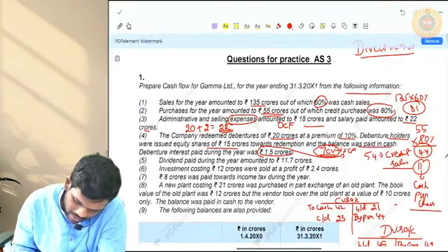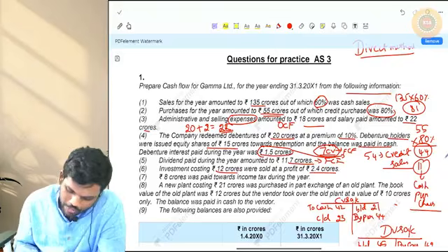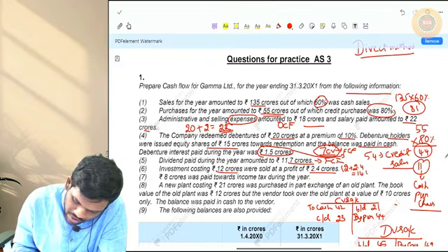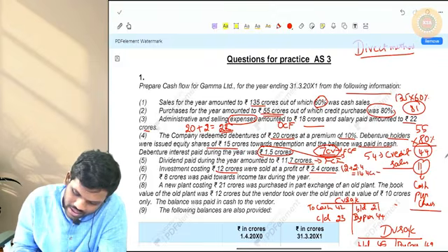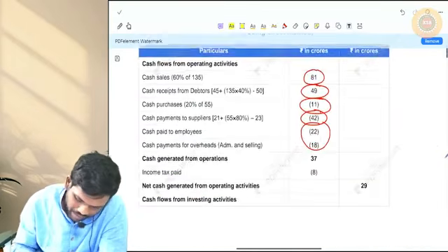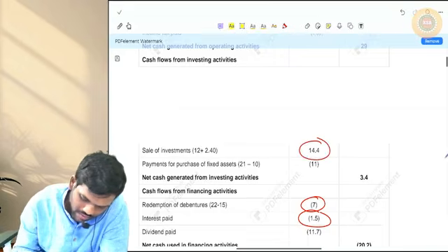Dividend paid during the year 11.7. This also will come as a part of financing cash flow. Investment costing 12 crores were sold at a profit of 2.4 crores. So total sale value will be 12 plus 2.4, 14.4 crores. This is a cash inflow which will come under investing activities. So if you see, this is coming as a part of investing.